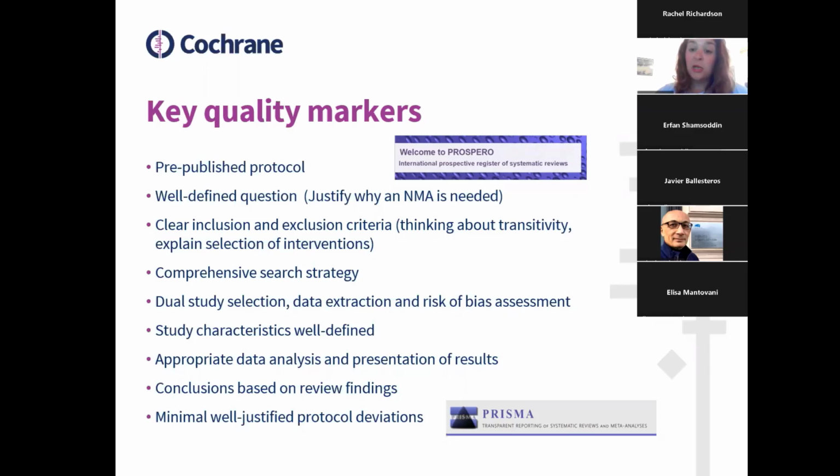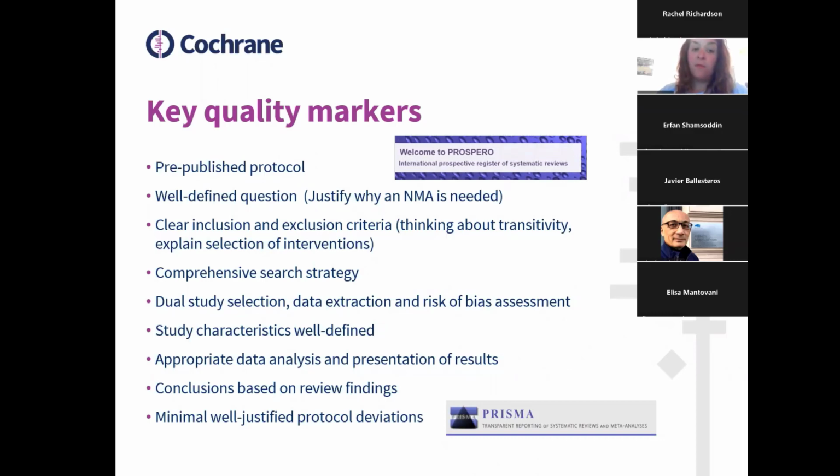A comprehensive search strategy is important. Again, that's no different than a standard intervention review, but your search terms might include all of the different interventions that you're interested in here. And again, dual study selection, data extraction, and risk of bias assessment, that's no different. The study characteristics need to be well defined, again, similar to a standard intervention review. And then appropriate data analysis and presentation of the results. So here it's really important that you have an experienced statistician on board the team that knows about network meta-analysis and how to conduct the analysis and the relevant tests there.